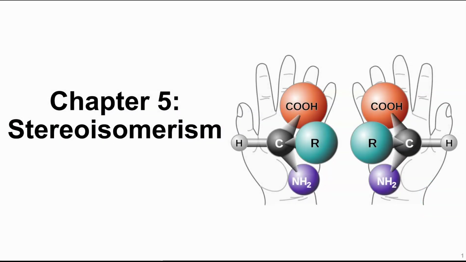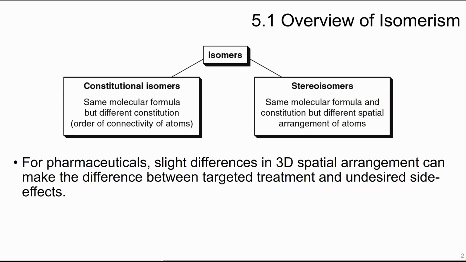So Chapter 5 deals with stereoisomerism and handedness, or chirality. Just an overview, there's isomers. We've seen constitutional isomers, which have the same formula but are connected differently, and the order of connectivity of atoms is important there. And then we have stereoisomers, which have the same molecular formula and constitution. So they're put together the same, but a different spatial arrangement of atoms is present. So in 3D space, they are a little bit different than a constitutional isomer, which is connected totally differently.